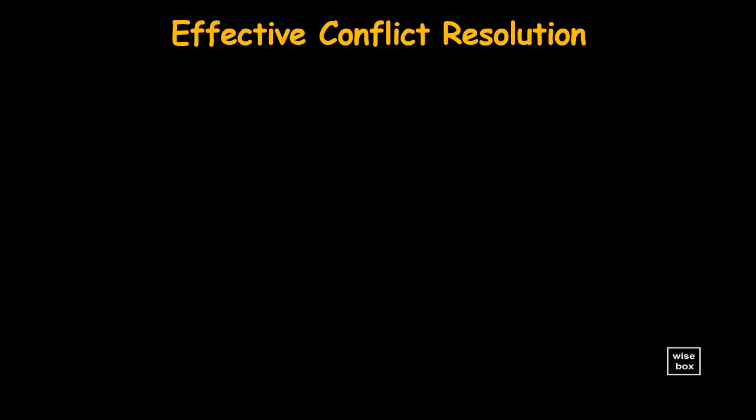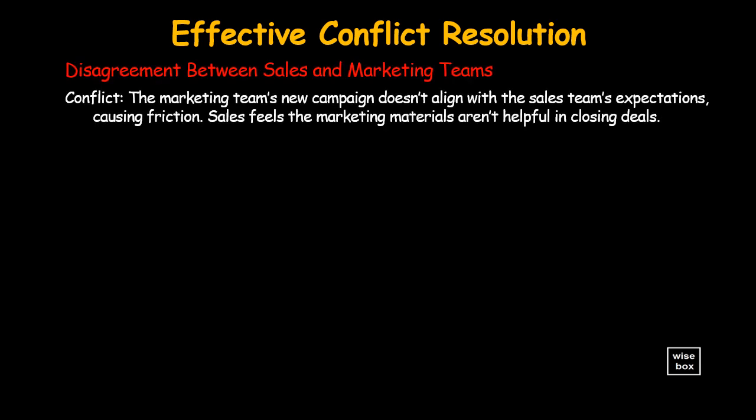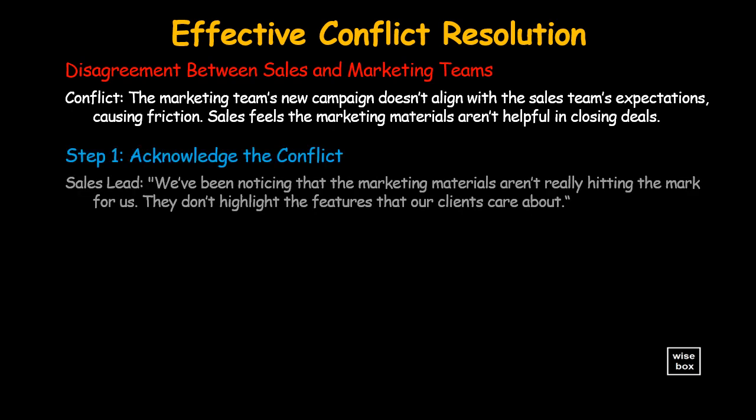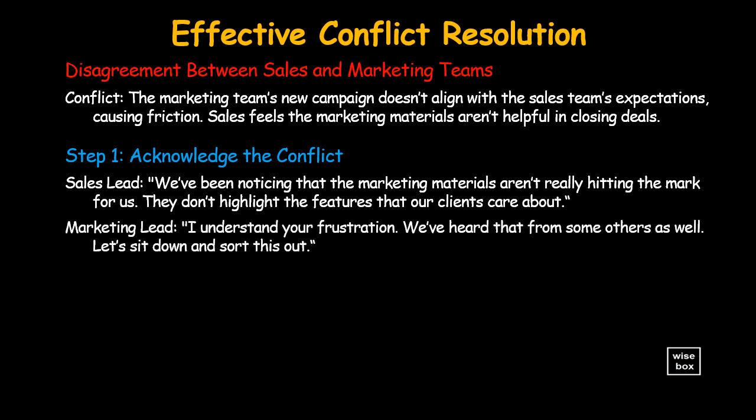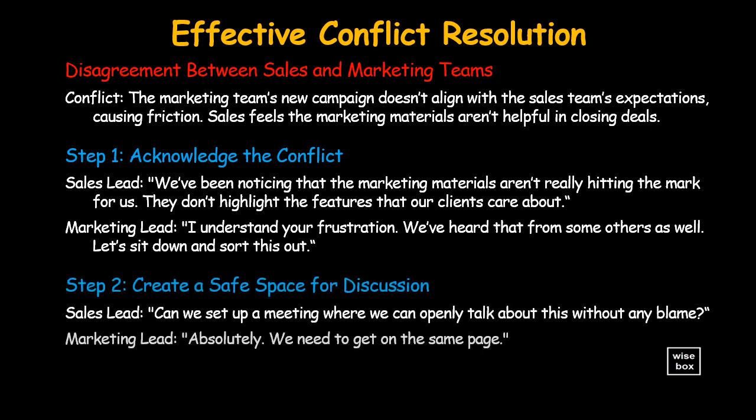Here's an example. Disagreement between sales and marketing teams. Conflict: the marketing team's new campaign doesn't align with the sales team's expectations, causing friction. Sales feels the marketing materials aren't helpful in closing deals. To resolve, both the sales and marketing lead have to accept there is conflict between them regarding the marketing materials. They now agree to meet in private to have open discussion.